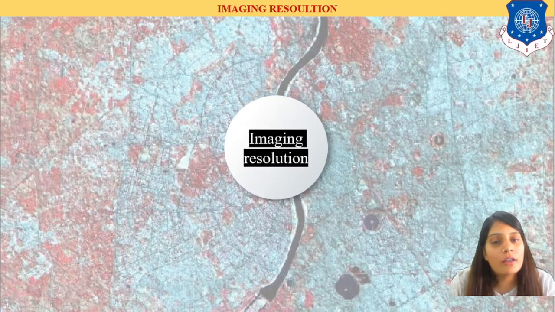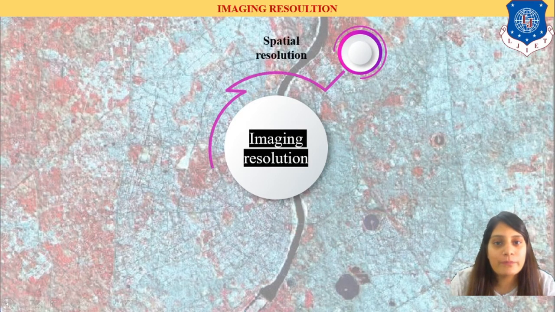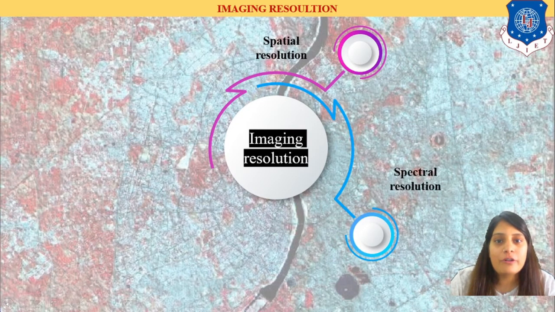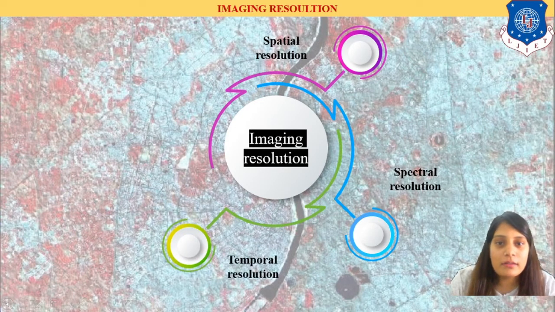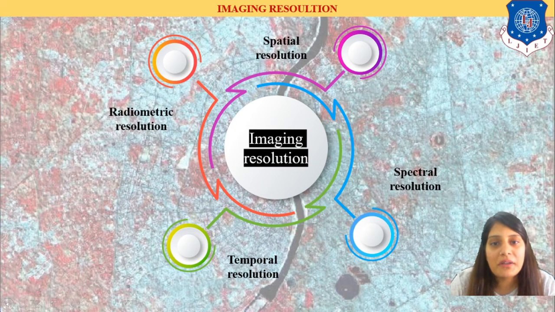So first of all, let us see which are the types of resolution. The first type is known as spatial resolution. The second type of resolution is known as spectral resolution. The third type is temporal resolution, and the fourth is radiometric resolution. These are the technical terms related to our satellite image, which are the resolutions of that image.